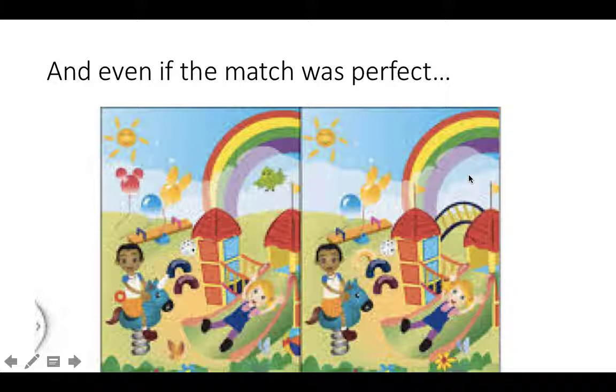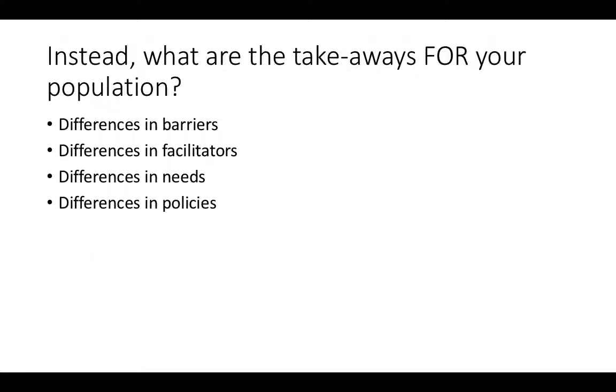And this is to say that even if the sample is completely matched, there'll still be differences in context because no one's cloned yet. And contexts have not been cloned yet. So we're never going to have exact similarity. There will always be contextual differences between the sample and your population. So that means that instead, we need to think about the takeaways for your population, and this is really how we determine generalizability.